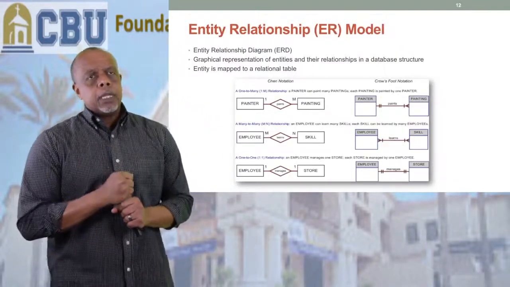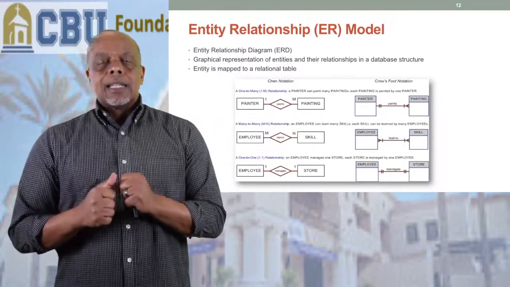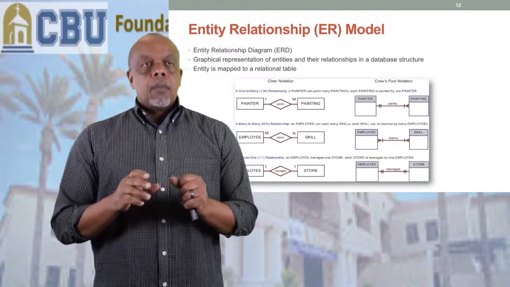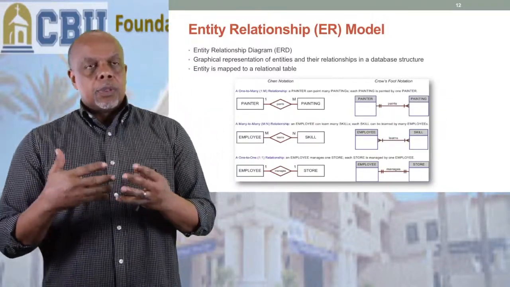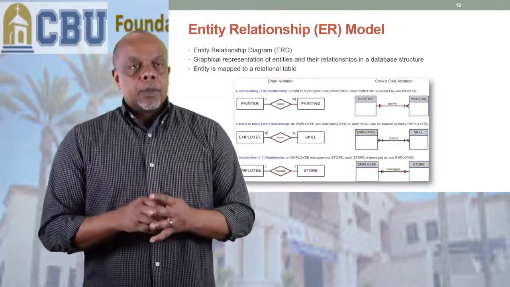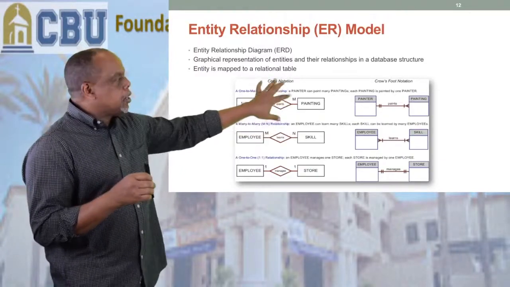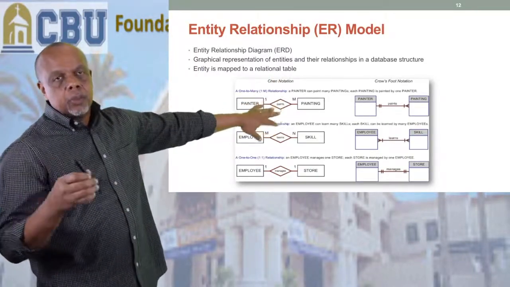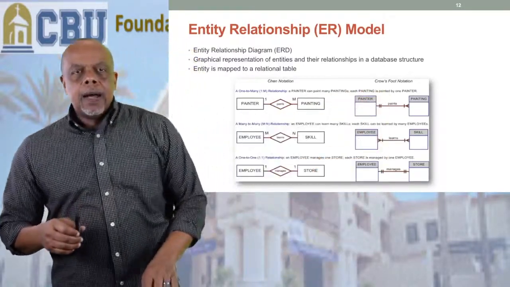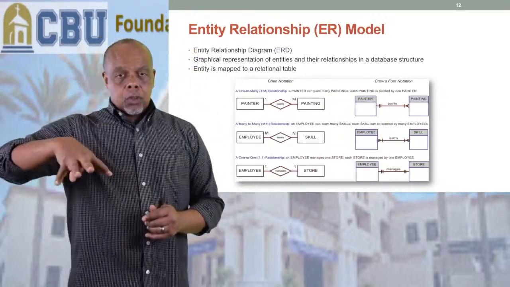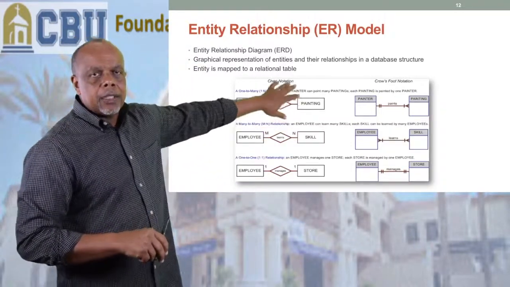Another model that we use is called the entity relationship, or ER, model. The ER model is a graphical representation of entities and their relationships in a database structure. Very similar, using that same analogy. There are two notations. One is called the Chen notation, named after the person who came up with it. And then there's the crow's foot model. They call it crow's feet. If you look at a crow's foot, it's kind of the toes spread out like some of these notations here.